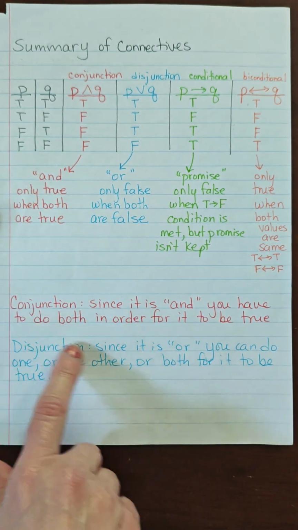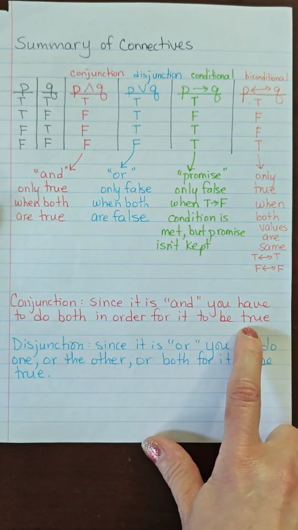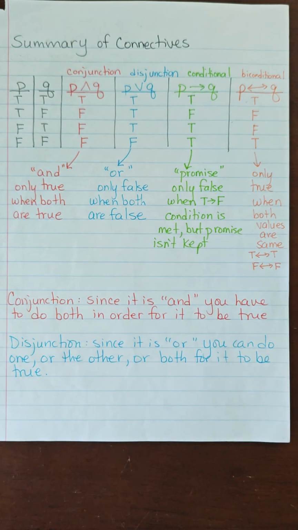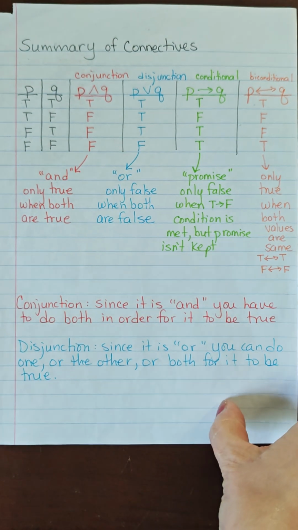Okay, so then I wrote a little bit extra down here. The conjunction, since it's an and, you have to do both in order for it to be true. A disjunction, since it's an or, you can do one or the other or both. So I just tried to put a summary on here for you to use as a quick reference guide, so you didn't have to go digging around in your notes.